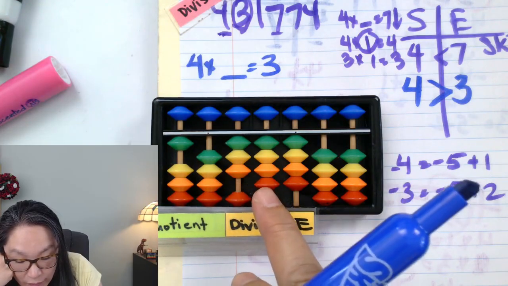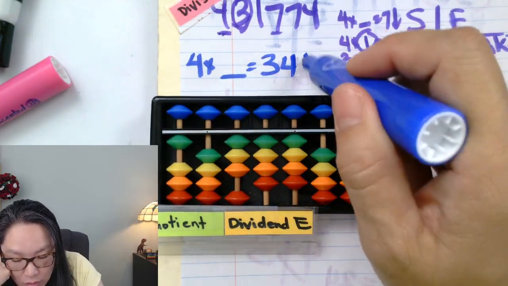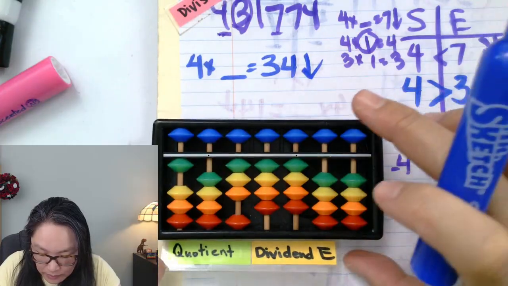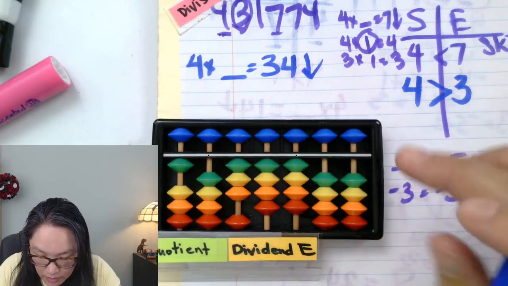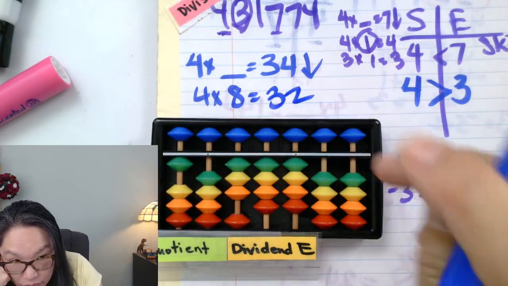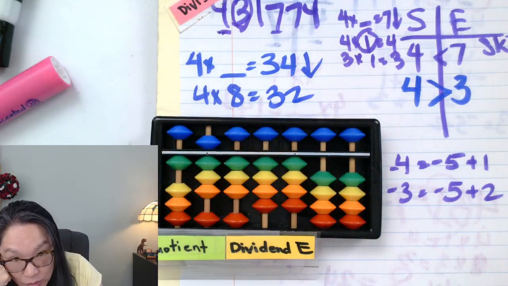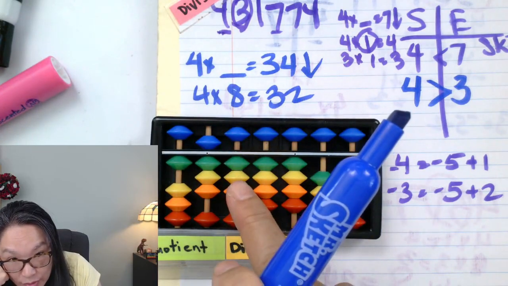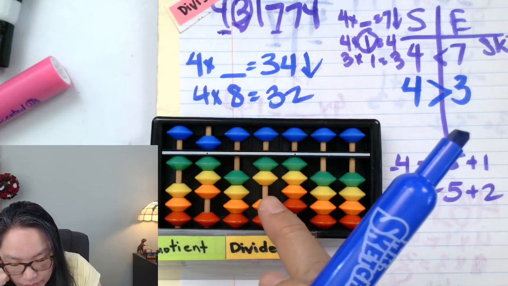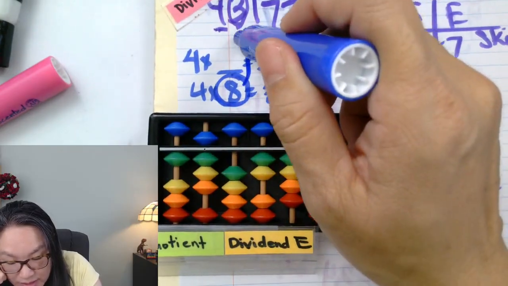So this is where the 4 comes in. 4 times what is equal to 34 or less? 4 times 8 is equal to 32. So I add my 8 and my quotient. I take away 30 and I take away 2. Remember, whatever we do to the first divisor, we got to do it to the second one.